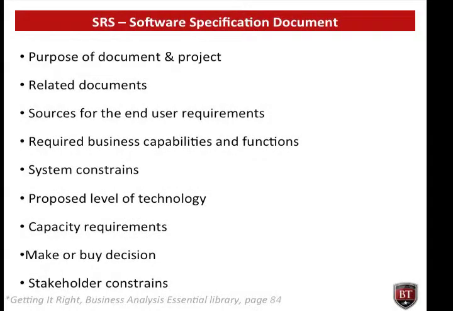A typical SRS, or Software Specification Document, should contain the purpose of the document and the project, of course. It also has to contain all related documents and sources for the end-user requirements. Naturally, it should include the required business capabilities and functions and the proposed level of technology and capacity requirements. It also has to contain system and stakeholder constraints, and if needed, supporting data for any make or buy decision.